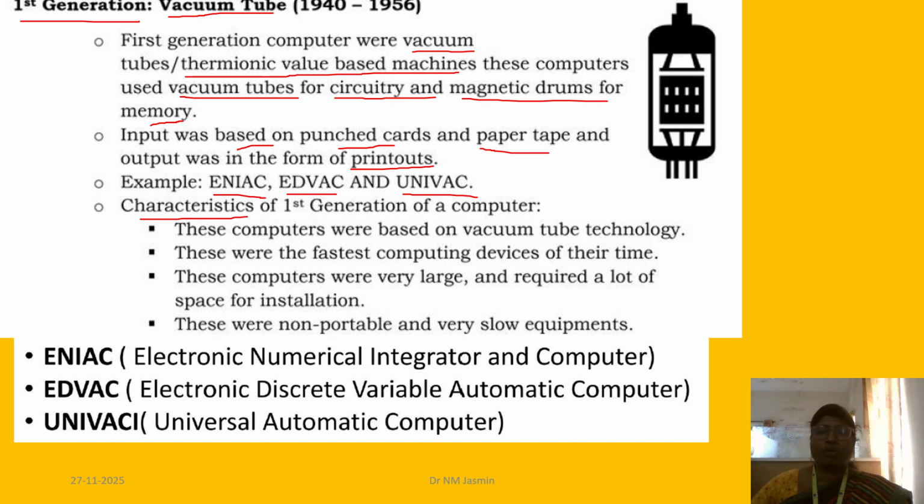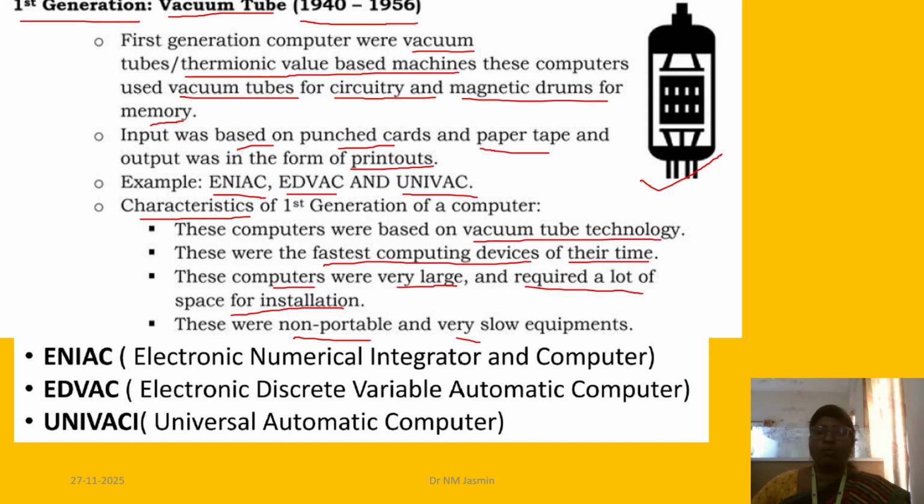If you see the characteristics of the first generation of computers, these computers are mainly based on vacuum tube technology. Just observe this picture, you can understand what a vacuum tube is. These were the fastest computing devices of their time, which is 1940 up to 1956. These computers were very large and required a lot of space for installation. They were non-portable and also very slow compared to equipment nowadays.